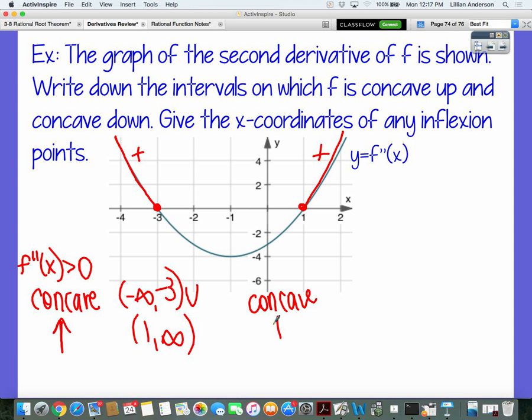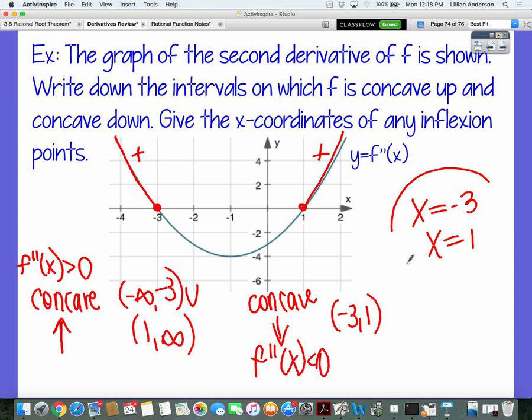That's good. Concave down, second derivative is less than 0, so that's from where to where? Negative 3 to 1. Now I ask you, give the coordinates of any inflection points. It says the x coordinates, so we're not looking for an x and a y, we're just looking for the x value, and it is what? Negative 3, 1. X equals. I thought it was from like the actual graph. That's the graph of the second derivative.